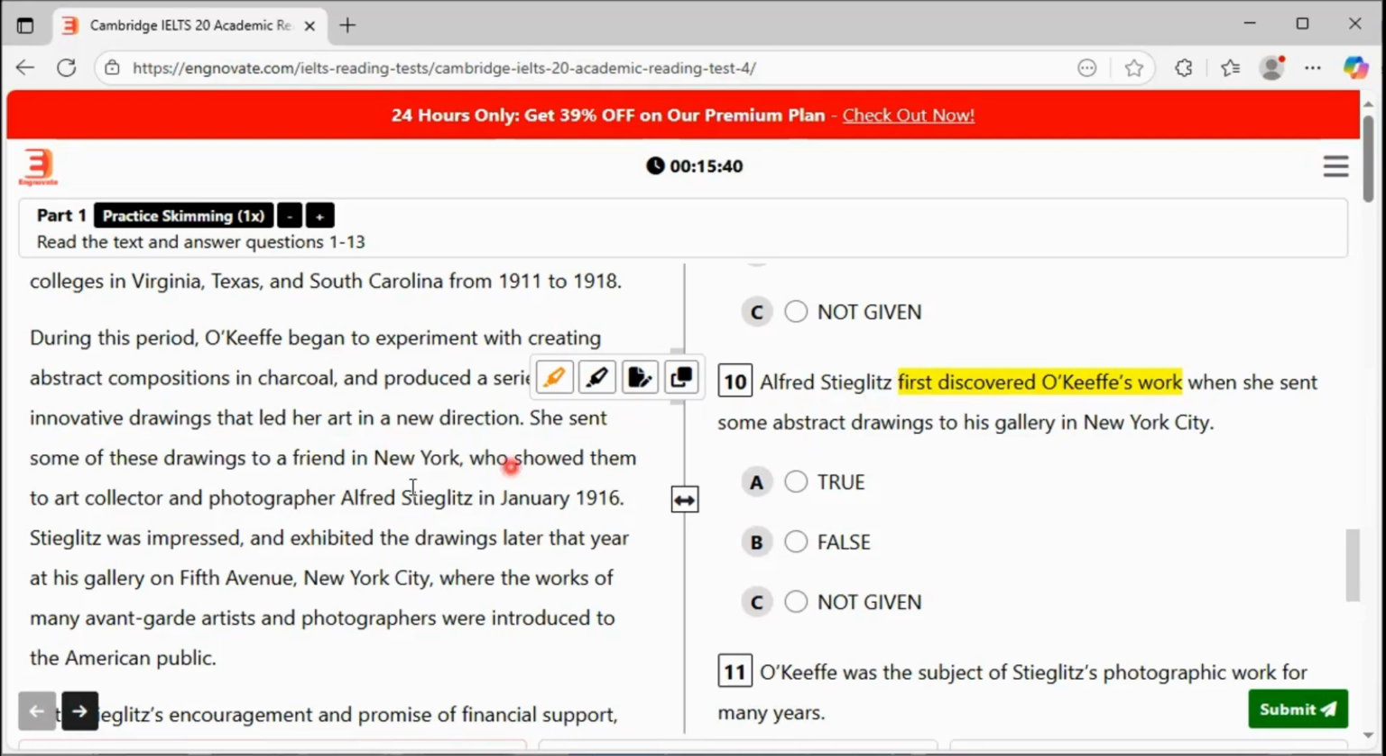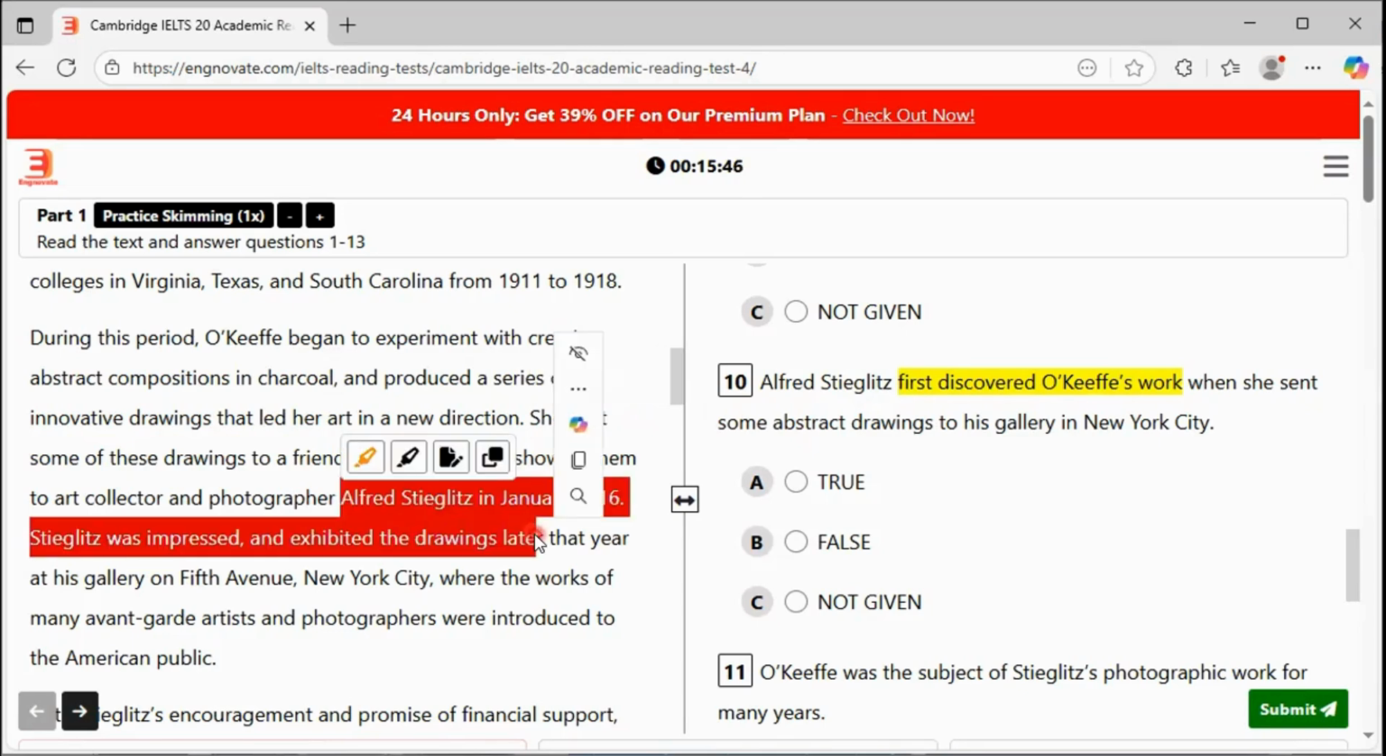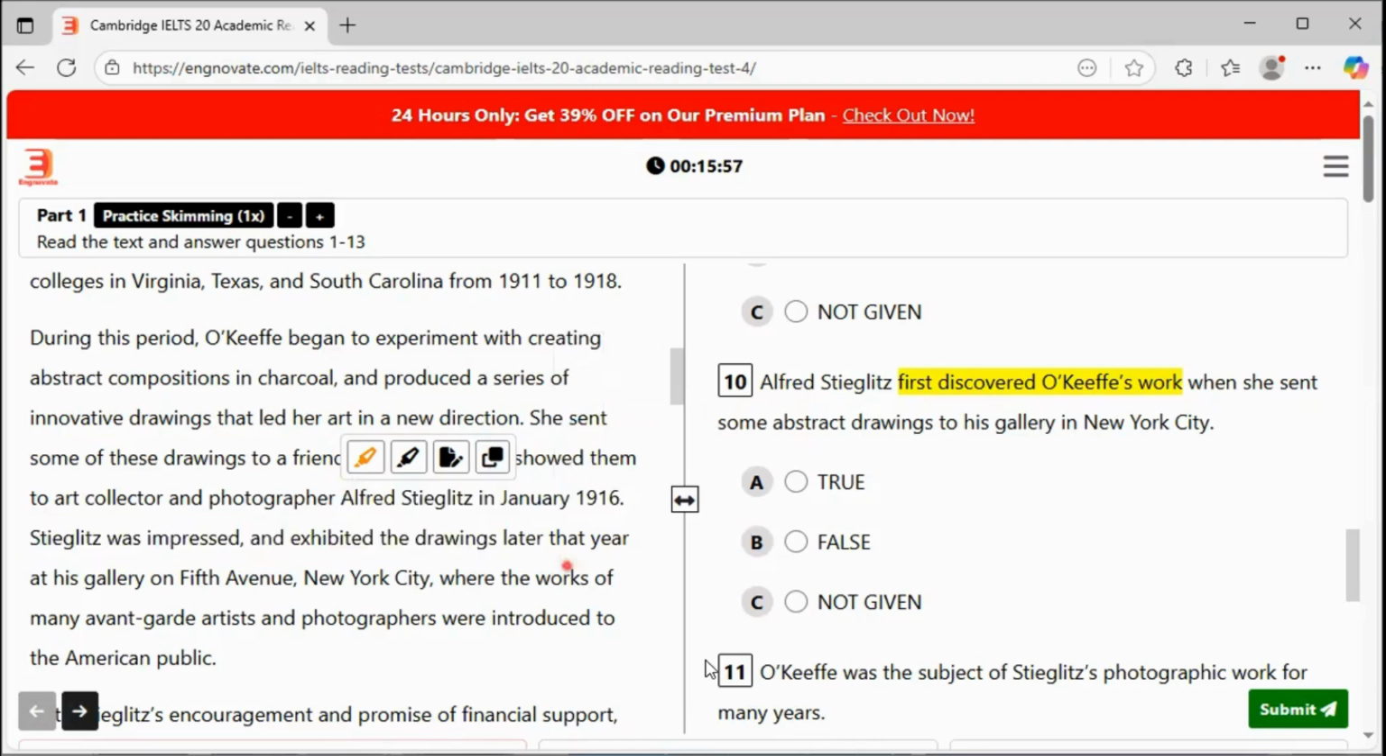But my focus is even this part that says first discovered. Is that the time when Alfred first discovered it? We are not sure of this part. This question is a very tricky one. We are not really sure whether he first discovered it or not. So I'm going to go for not given because of this part that says first discovered. The answer is either going to be false or not given, but I'll go for not given here. Okay? So let's go on.